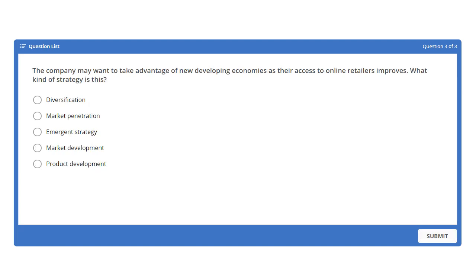Now, next question, this is again to do with the Ansoff's matrix. The company may want to take advantage of new developing economies as their access to online retailers improves. And we know that ShinePod is a company that sells at the moment pretty much exclusively on their online stores. What kind of strategy is this? And again, it's the Ansoff options plus an idea of emergent strategy here.